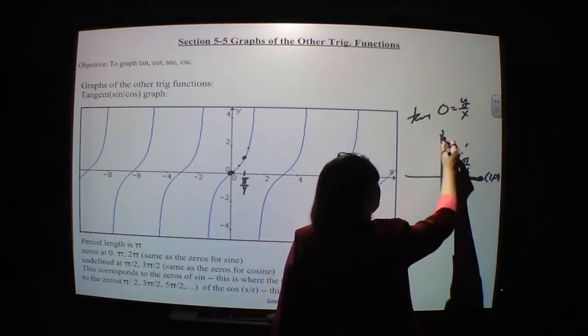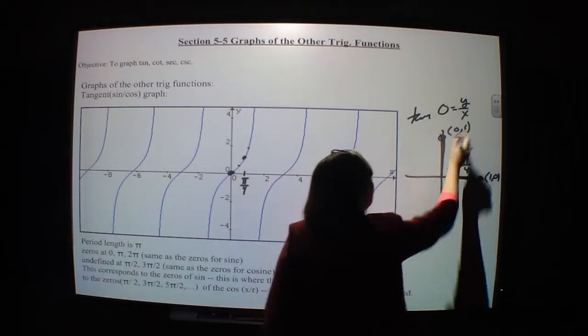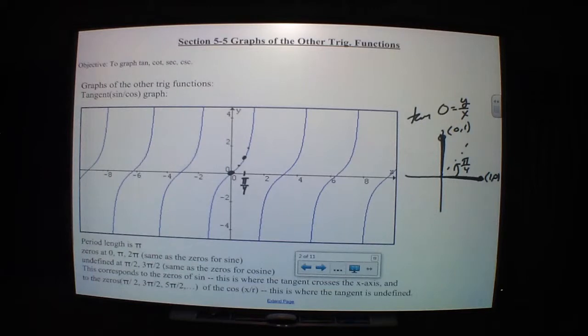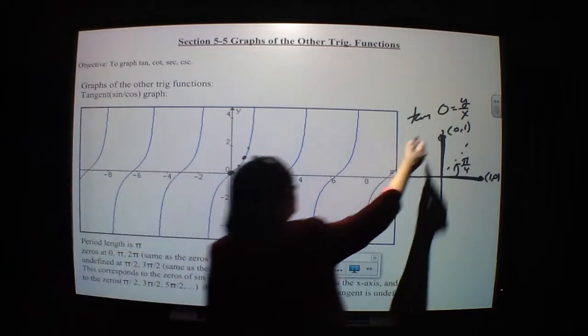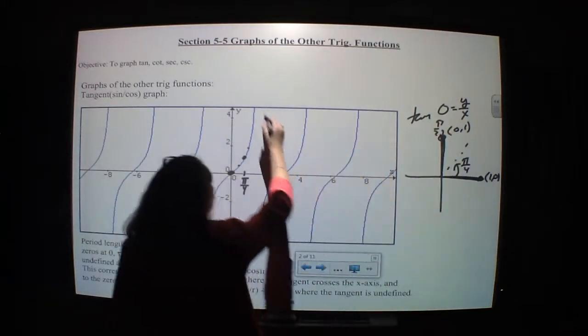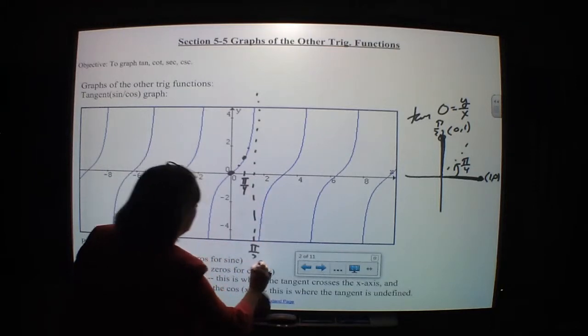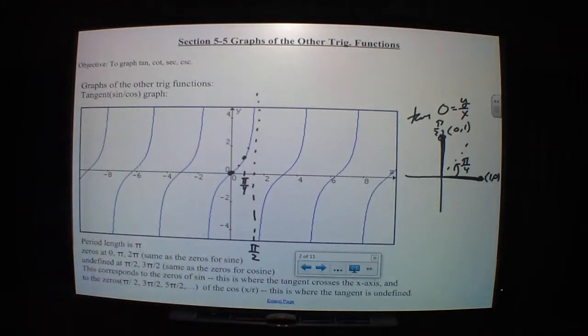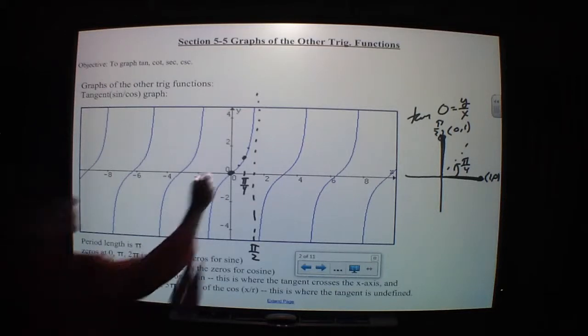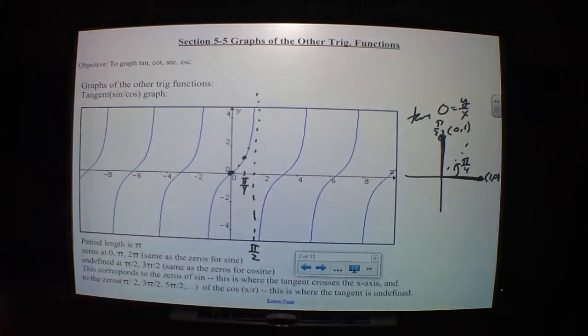If I'm up here, tangent is y over x, so it's 1 over 0. So it's undefined at pi over 2. So pi over 2 is an asymptote. It's a vertical asymptote. It never touches that. So the tangent gets closer and closer to that dotted line, but never touches it.